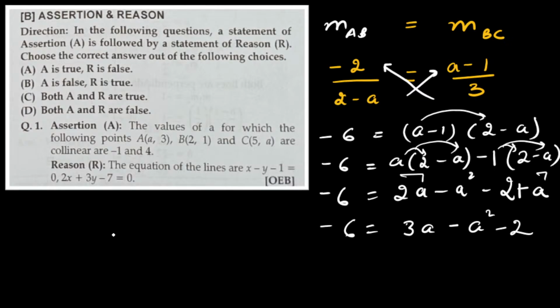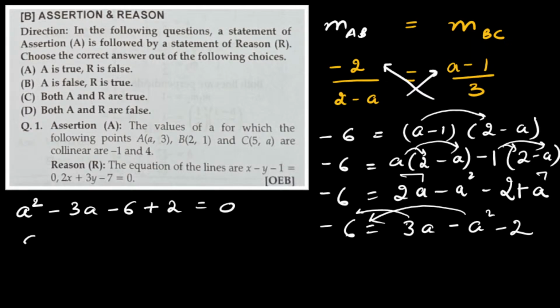A square, when I shift to the other side, will become positive A square because it's negative A square. Then 3A, when I shift, will become minus 3A. Minus 6 is already there on this side. When I shift minus 2, it will become plus 2. So A square minus 3A minus 4, since minus 6 plus 2 is minus 4. So now we have to solve this quadratic equation.